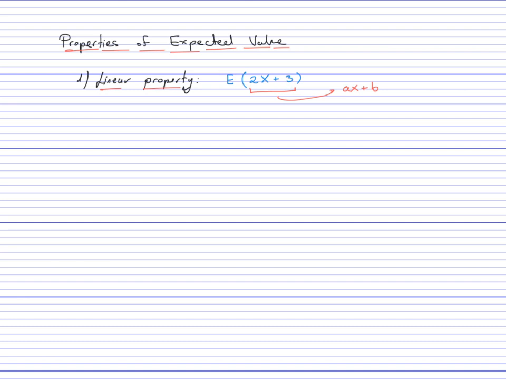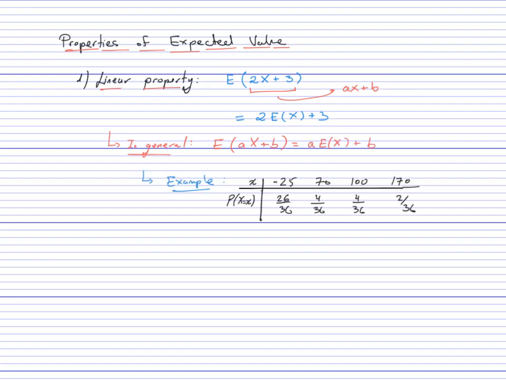So in this case, we can prove that that equals 2 times the expected value of x plus 3. Or in general, the formula says that the expected value of a times x plus b is the expected value of x times a plus b. So how exactly can we use that?